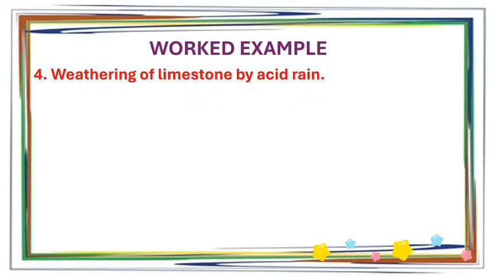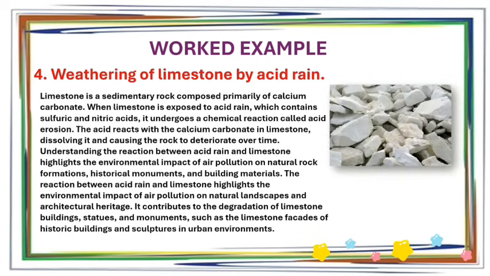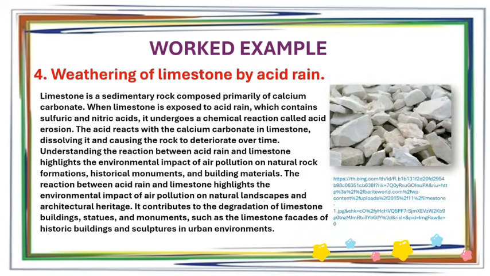Number 4. Weathering of limestone by acid rain. Limestone is a sedimentary rock composed primarily of calcium carbonate. When limestone is exposed to acid rain, which contains sulfuric and nitric acids, it undergoes a chemical reaction called acid erosion.